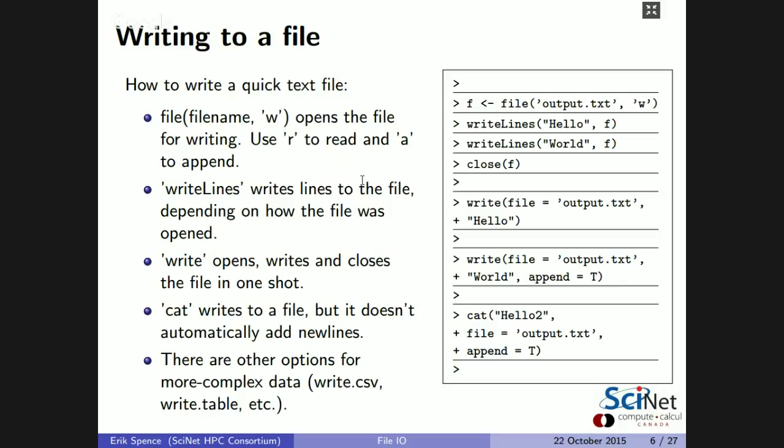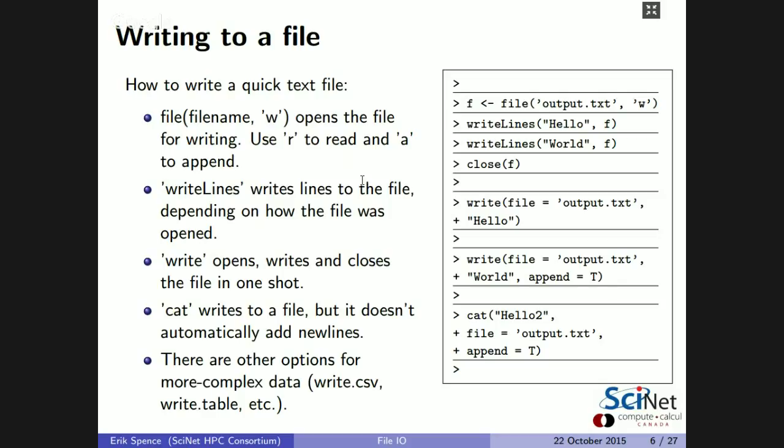So, writing a quick text file, there are a few commands here that'll do it for you. The most basic one is open a file. F is assign the value of file, some file name, and then W means write. I'm going to write to this file. There are a number of things you could put in there. You could put R, which means read, or you could put A, which means append. Okay? This is telling the operating system, what am I going to do with this thing?